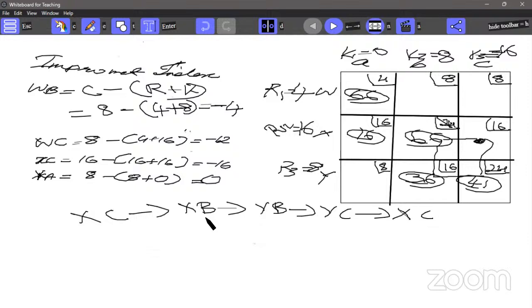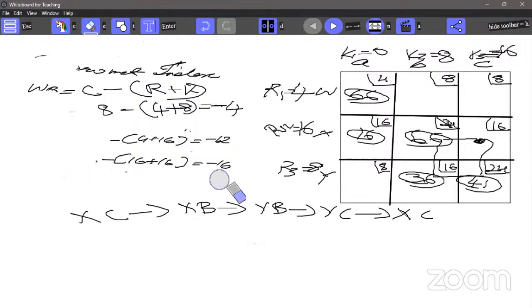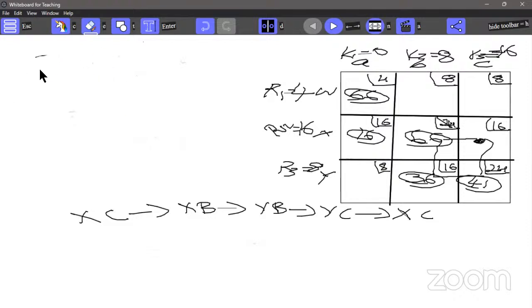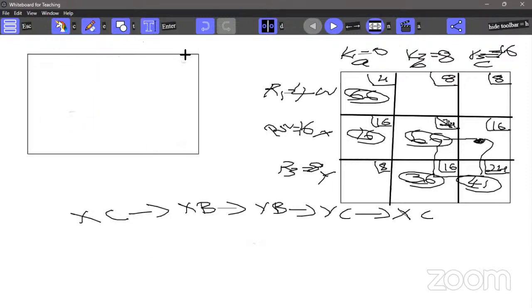Erase this one, please. How do we improve? I will show you here. I will draw only those 4 cells and show the improvement. You can draw only that particular 2 by 2 matrix, please. Here 24, 16, 16, 24.